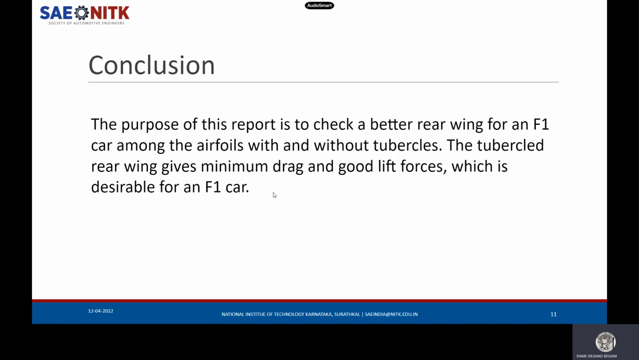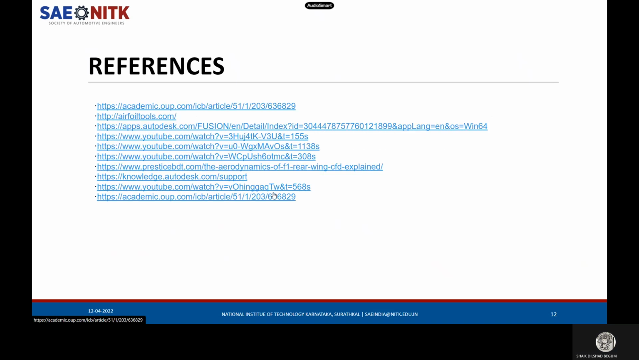Coming to the conclusion, the purpose of this report is to check for a better rear wing for an F1 car among the airfoils with and without tubercles. The tubercle rear wing gives minimum drag and good lift forces, which is desirable for an F1 car.